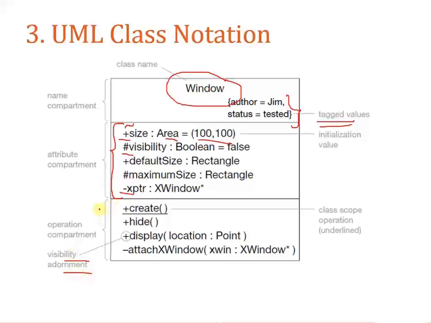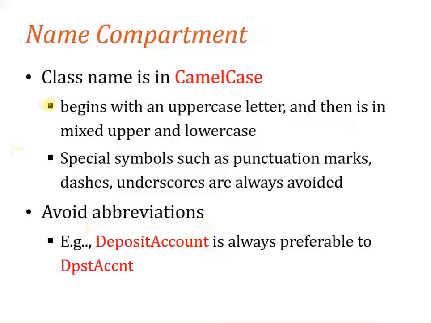And the last compartment is going to say about the operation, which has the name of the operation followed by open and close parenthesis, and within that we can also pass arguments. Now we'll get into depth about each and every compartment. So first is the name compartment.